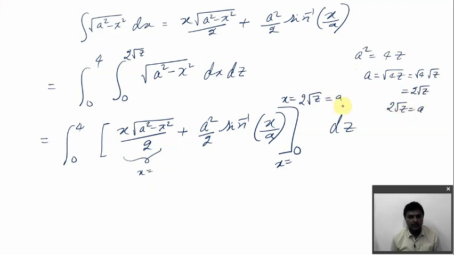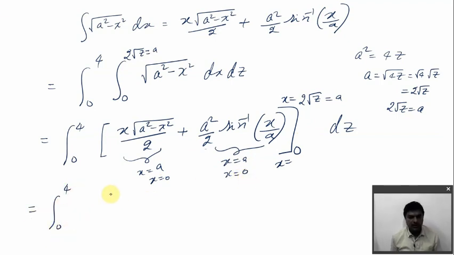So 2 root z is equal to a, and this value is going to become a. So I'm going to put 2 root z as x, that is, x is a. So I have converted a square is equal to 4z. Just for your understanding, I'm writing now x is equal to a is the upper limit, x is equal to 0 is the lower limit. Here next you substitute x is equal to a upper limit, x is equal to 0 lower limit. Okay, one by one we simplify these ones.